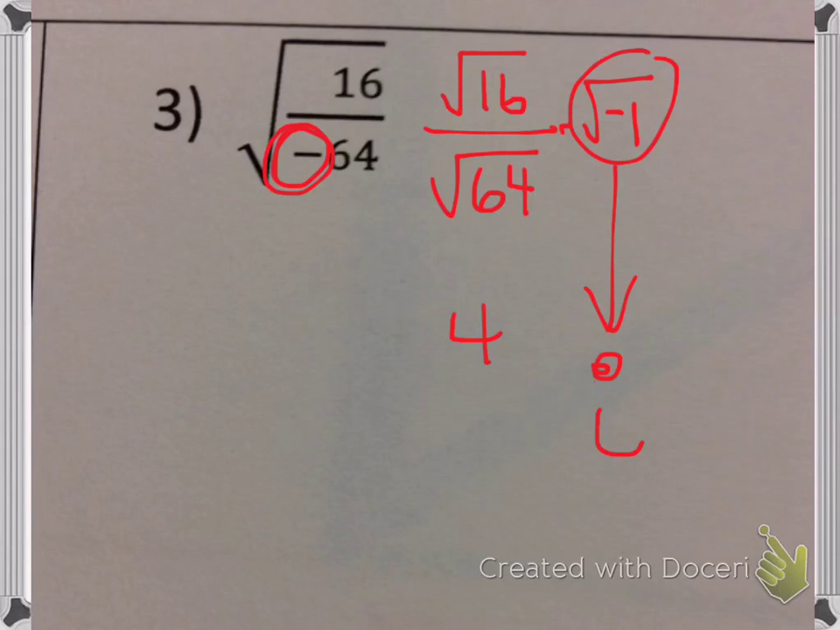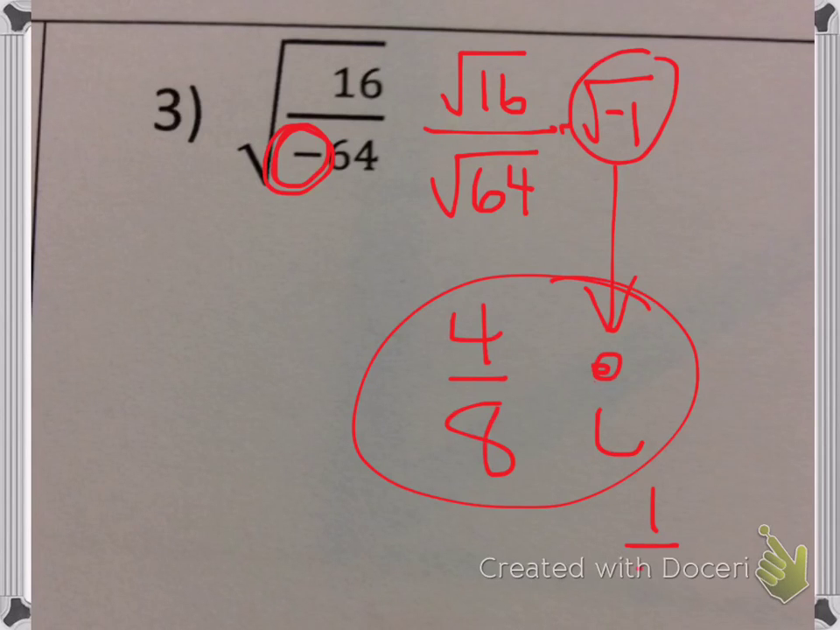And then I'm going to square root the bottom, which is going to be 8. So I would have 4 over 8i, but this right here will reduce to 1/2. So my answer is 1/2 i.